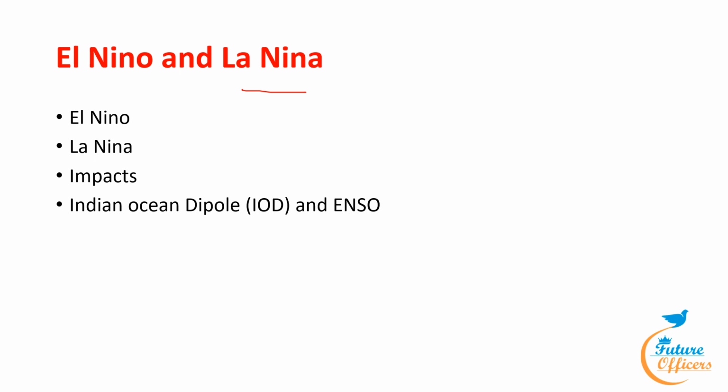First of all, El Nino and La Nina are climate patterns in the Pacific Ocean affecting the weather worldwide. These phenomena are extremely important for understanding the global climate. The El Nino Southern Oscillation, that is ENSO, has a major influence on climate patterns in various parts of the world.